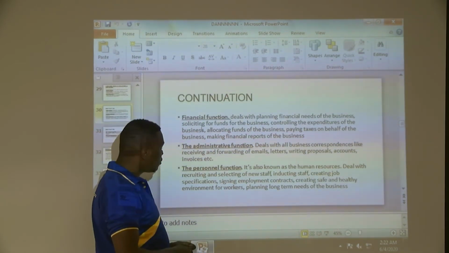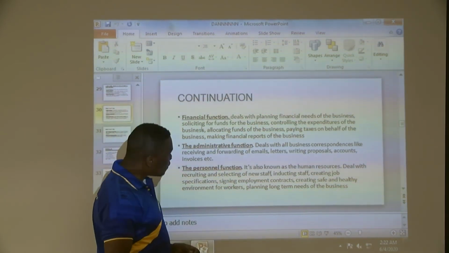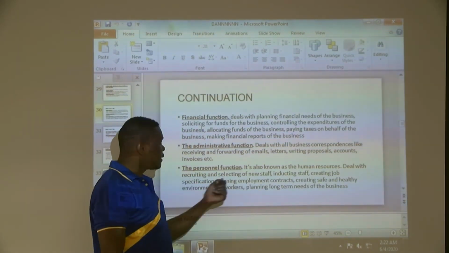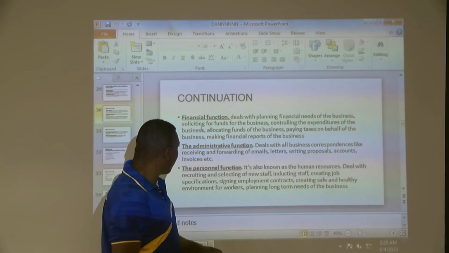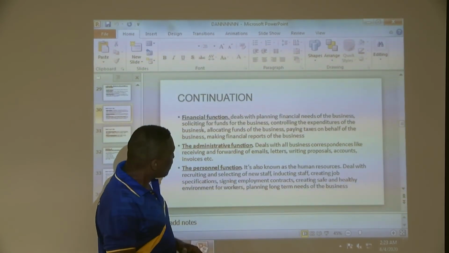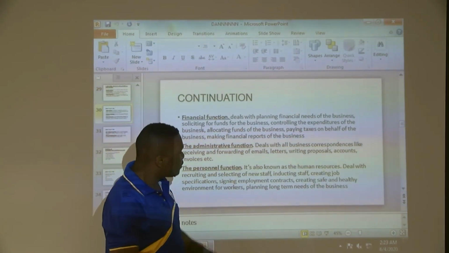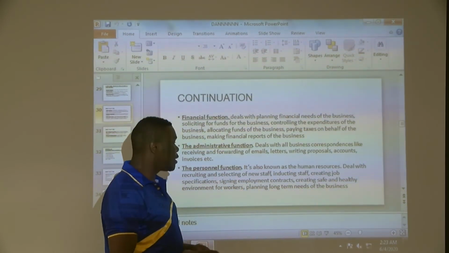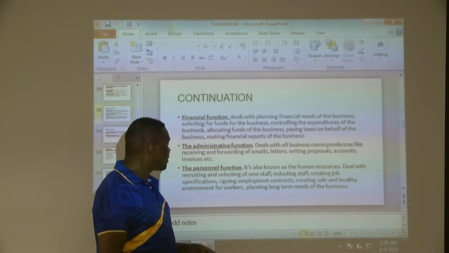function, or basically what we call the human resource department. They are saying it deals with recruiting, selecting, inducting, creating job specifications, signing employment contracts, creating a safe and healthy environment for workers, and then planning long-term needs of the business.